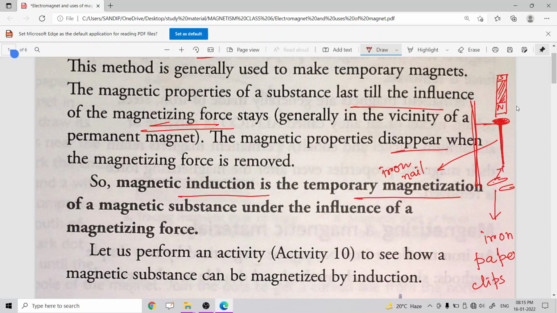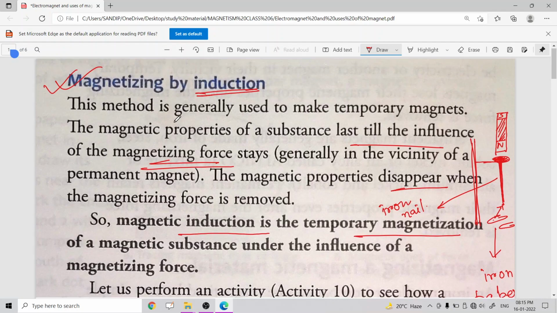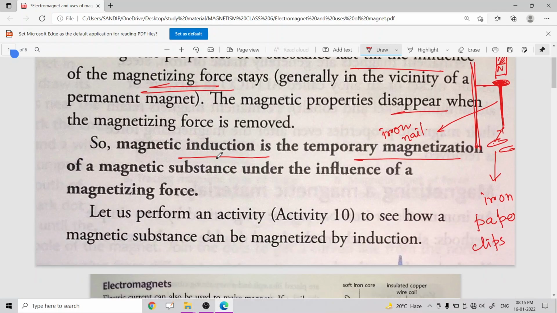Temporarily. If we remove the bar magnet, the iron nail becomes demagnetized again. So this process is magnetizing by induction. Induction means in this process we make a magnetic substance into a magnet without conduction, without touch, by a strong magnetizing field. And you have to remember that the magnetic properties disappear when the magnetizing force is removed.